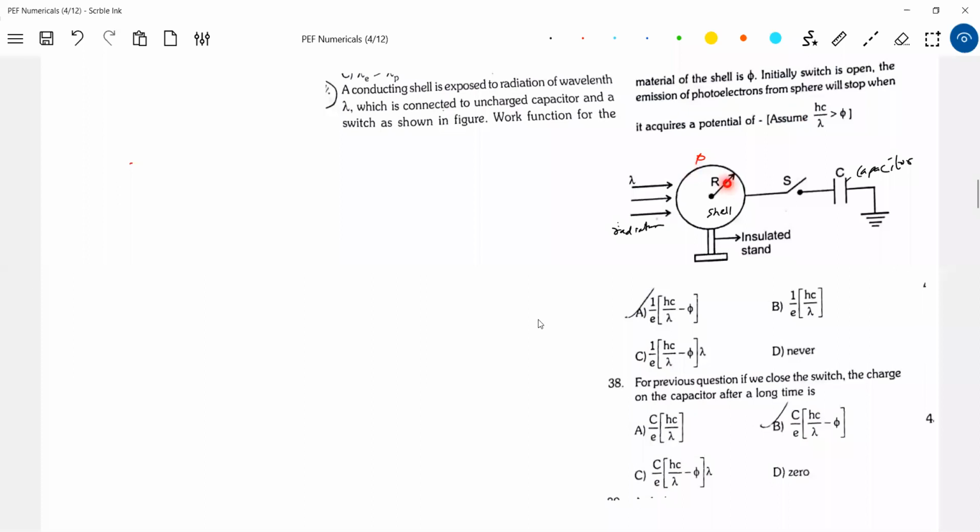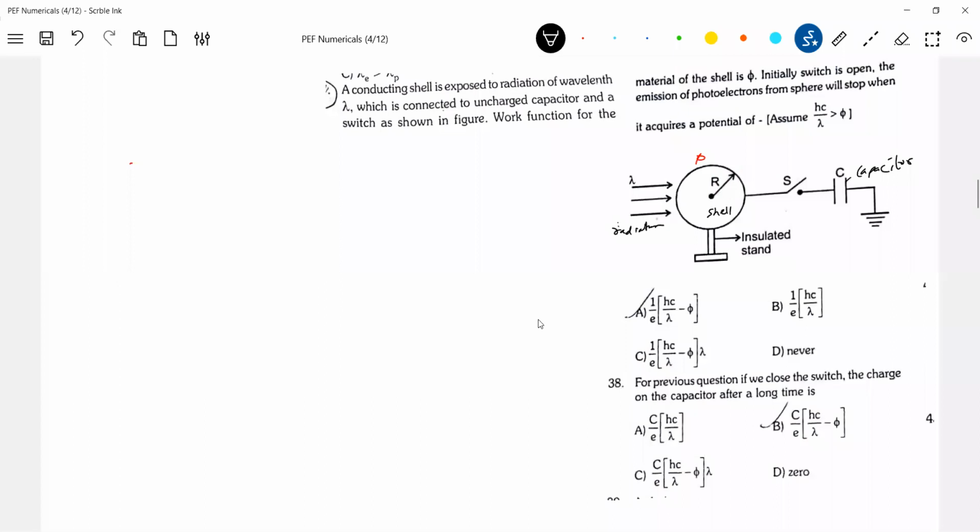As photoelectrons escape from the shell, the charge on the shell will build up. As the charge builds up, an electrostatic field will be generated, and that field will try to retard the electrons. At one point, the kinetic energy of a photoelectron will not be sufficient to escape that electrostatic field. Then the ejected photoelectron will retrace its path.